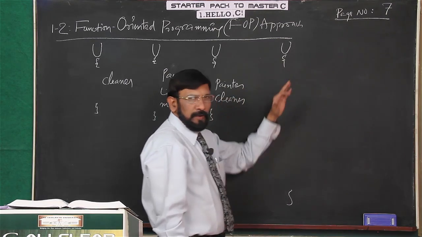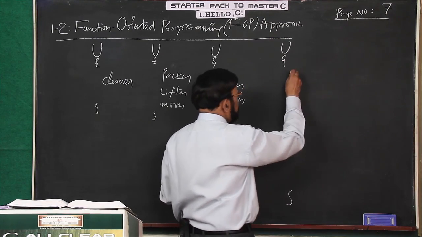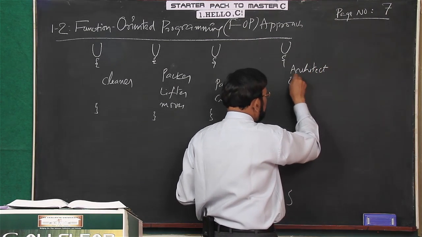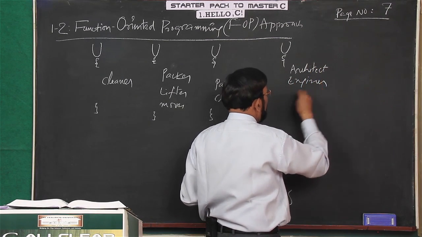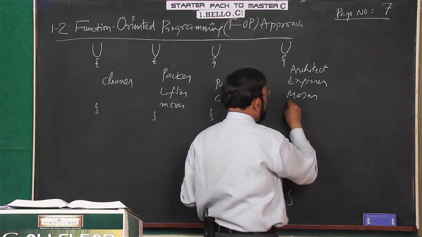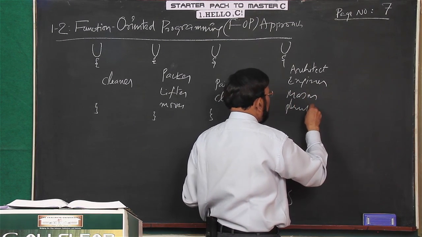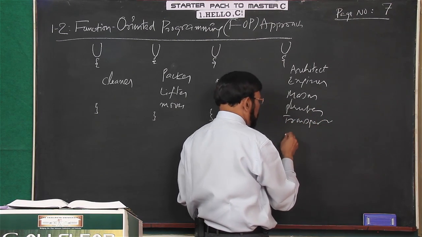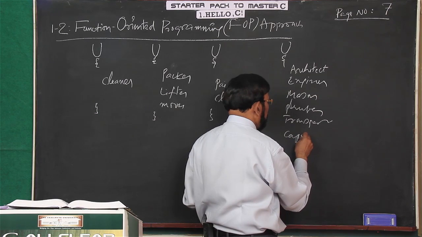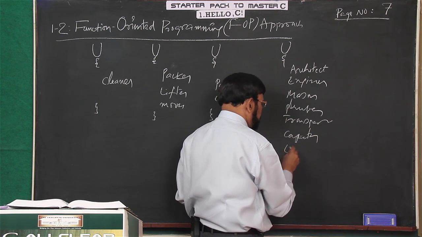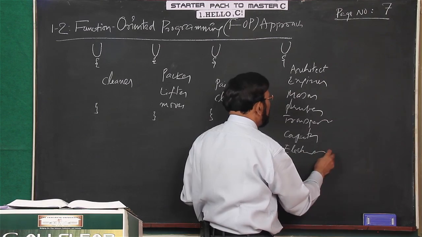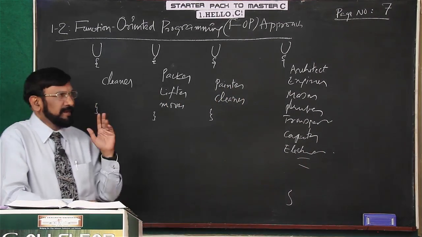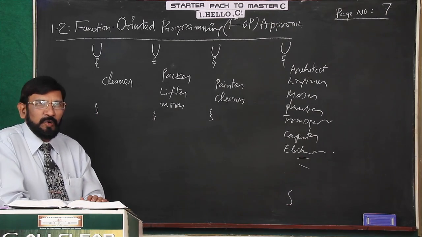You have to get your house constructed. Then you appoint a set of specialists like this: architect, engineer, mason, plumber, transporter, carpenter, electrician, etc. Now, this is the real life model. Let us call it a specialist oriented model.